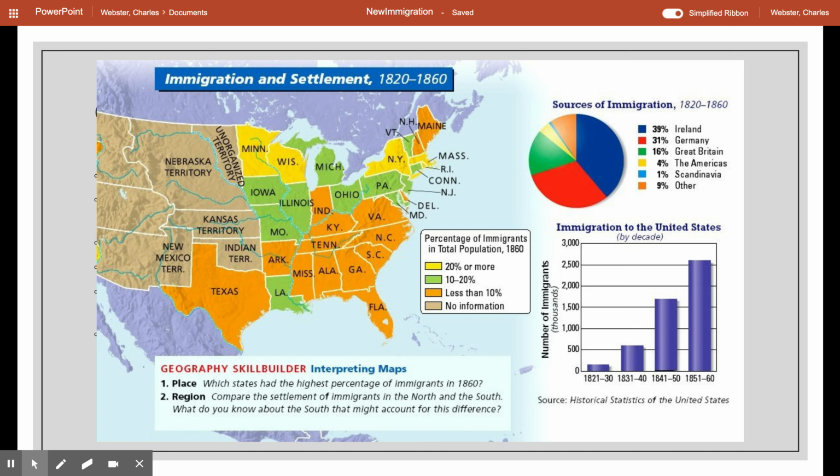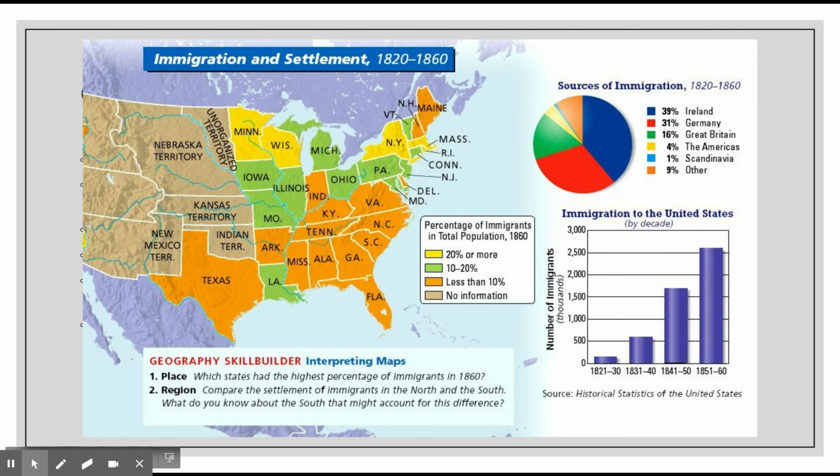And here is a breakdown that shows you exactly where people lived and where they came from. So you can check out this pie chart up here. You can find where these old immigrants were settling, right?